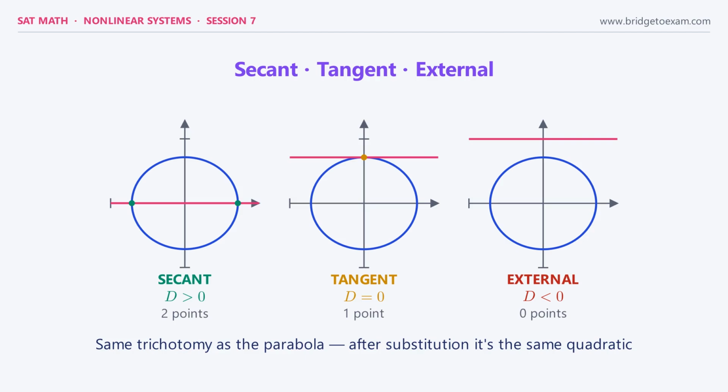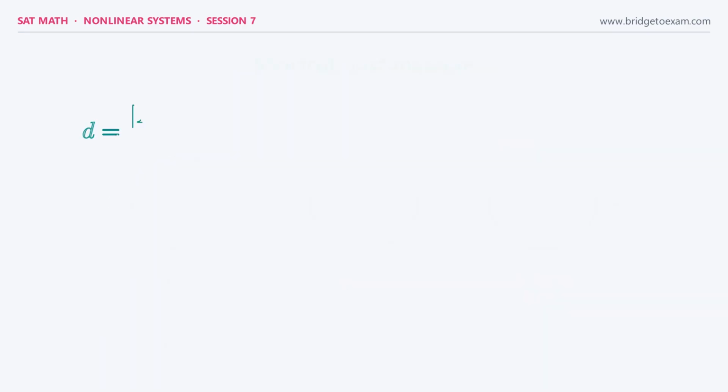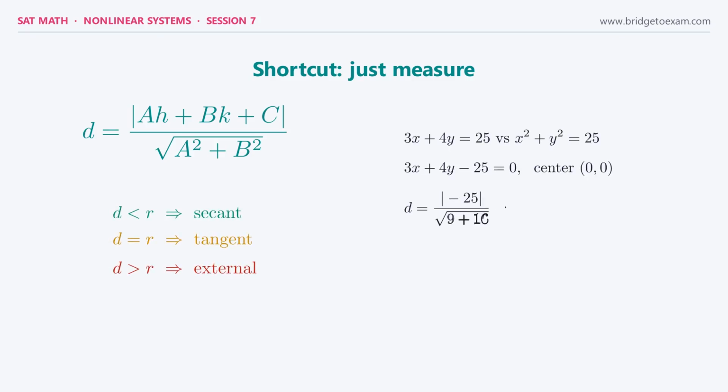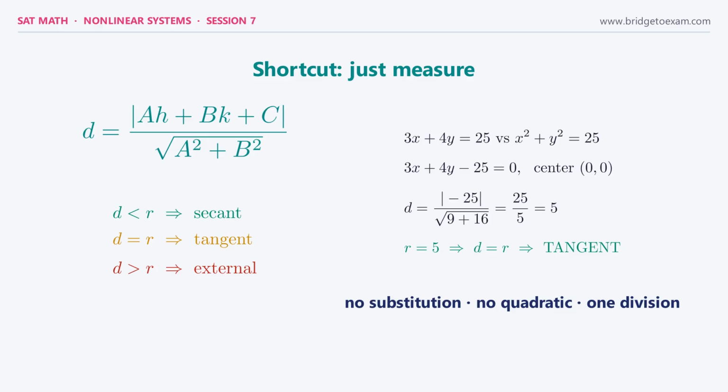New picture, same engine. Here's the shortcut, and it's genuinely elegant. You don't always have to substitute. Sometimes you can just measure. Think about it geometrically. Whether a line hits a circle depends on one thing only: how far the line is from the center, compared to the radius.